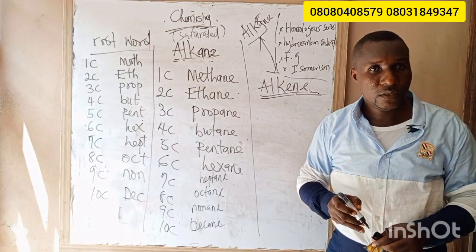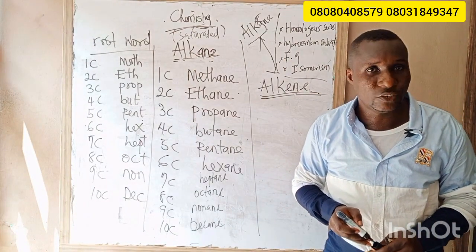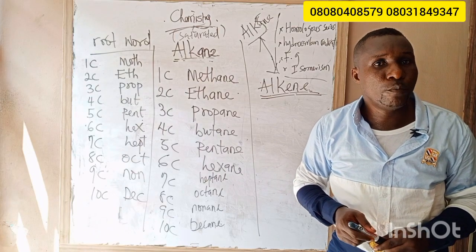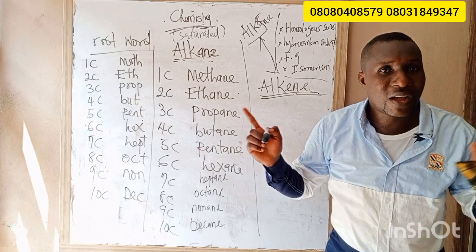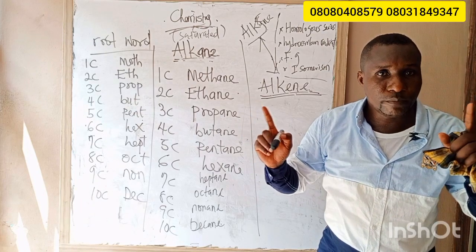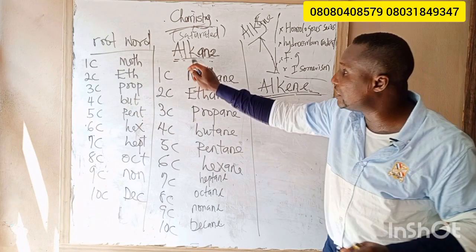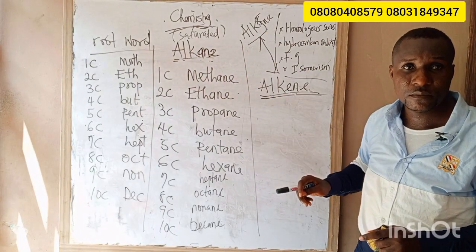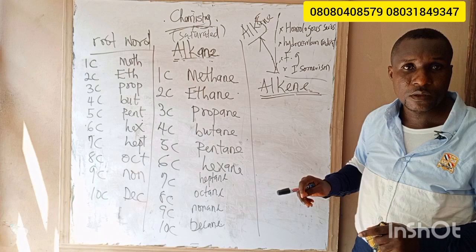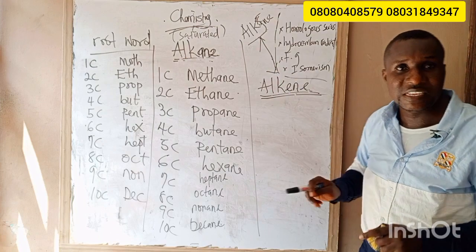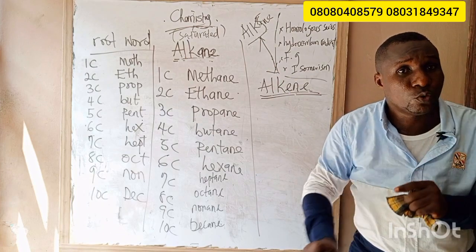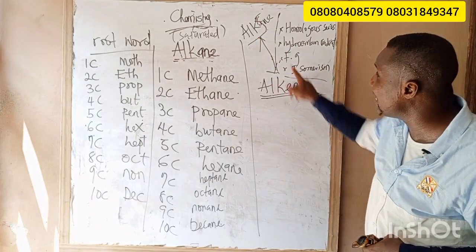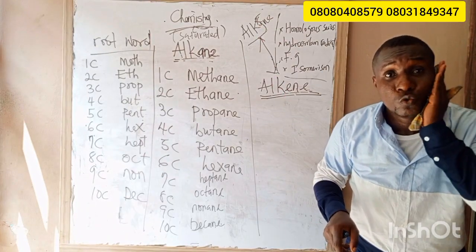It exhibits sigma bond, that means single bond between its carbon atoms. It is saturated, while these two are unsaturated. Their number 1 member starts with 2 carbon. Their first member for alkene and alkyne starts with 2 carbon.